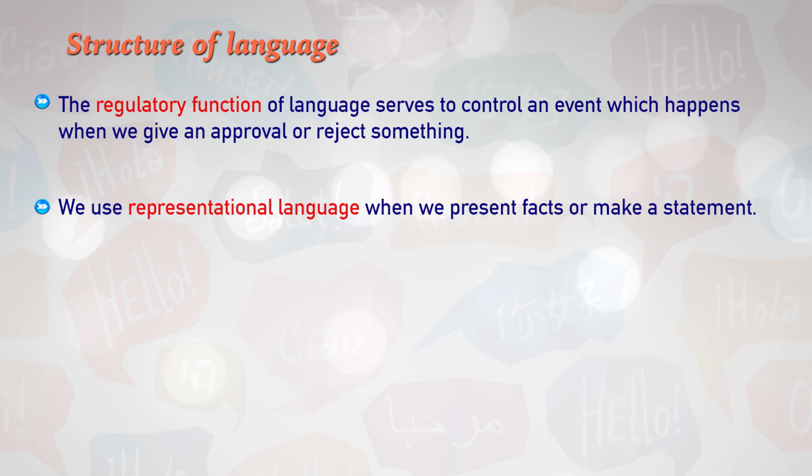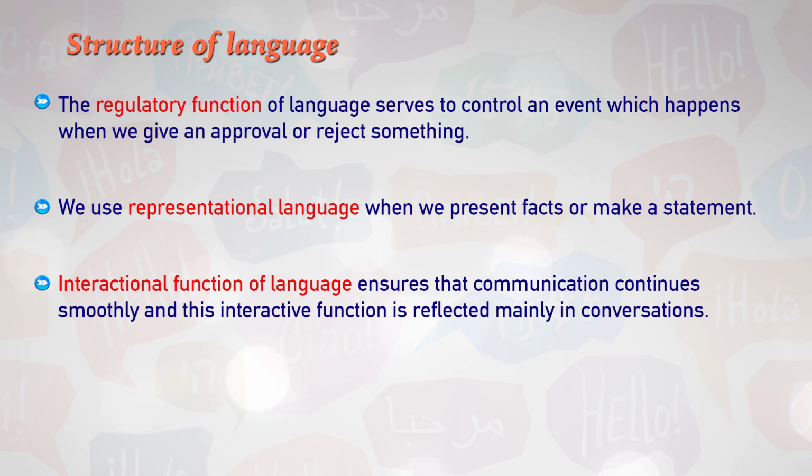The third function of language is the regulatory function. It serves to control an event, which happens when we give an approval or reject something. We use representational language when we present facts or make a statement or a presentation. The next function, interactional function of language, is important because it ensures that communication continues smoothly. And this interactive function is reflected mainly in conversations.